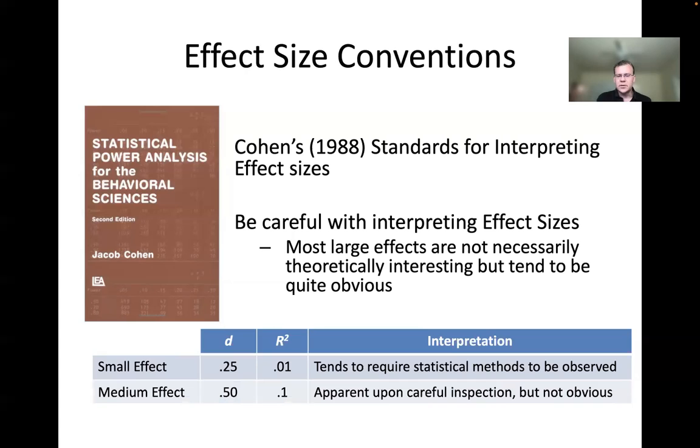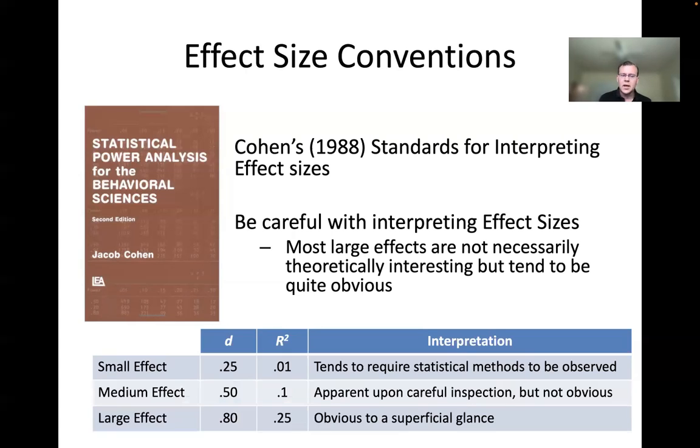A medium effect size, or an R-squared of about 0.1, is going to be apparent upon careful inspection. It might not be completely obvious, but it's going to be apparent if you were to really look carefully at the world around you. And then we've got large effect sizes, or an R-squared of about 0.25. And this is really going to be obvious at a superficial glance. Things like men tend to be taller than women, or something completely obvious like that. On average, that doesn't mean that all men are taller than women, but on average, we wouldn't really need to do a statistical test in order to get this.